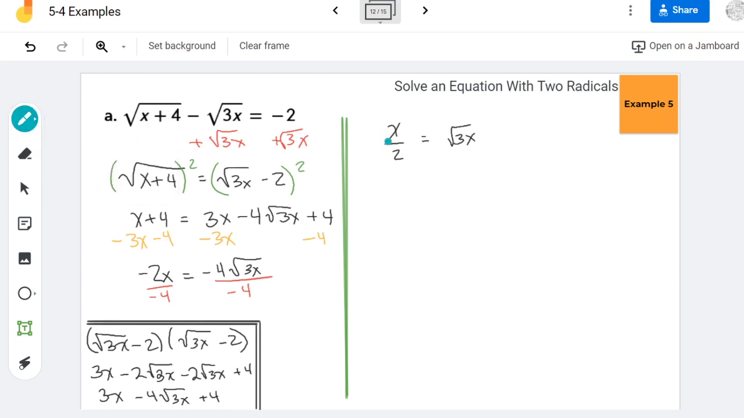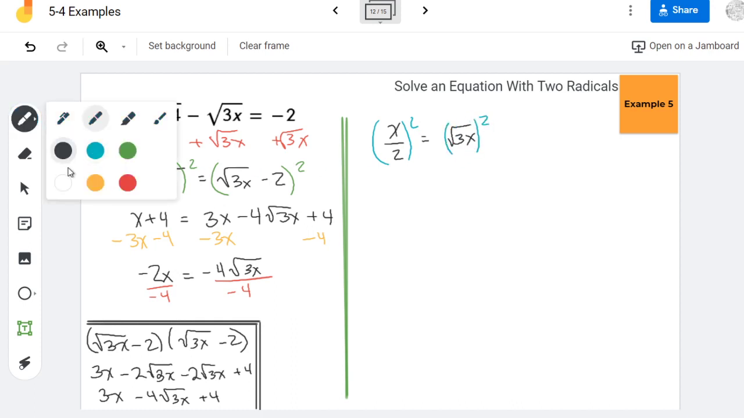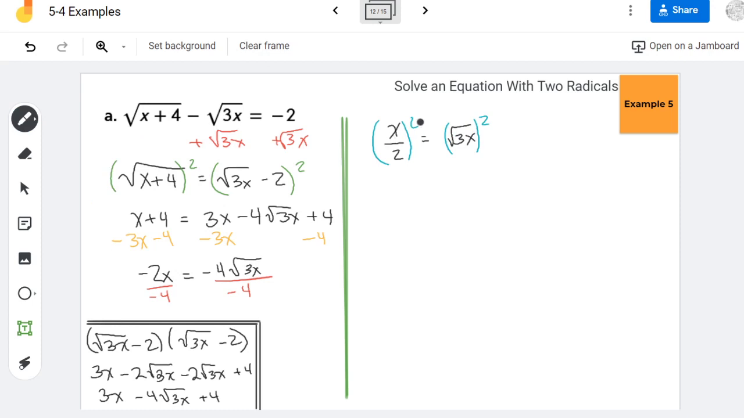now I have to square both sides, right, to get rid of the radical. So I'm going to square up, yo. That's a bad joke. I publicly apologize for that.